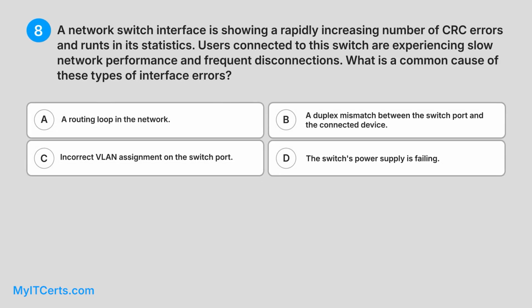optics. 8. A network switch interface is showing a rapidly increasing number of CRC errors and runts in its statistics. Users connected to this switch are experiencing slow network performance and frequent disconnections. What is a common cause of these types of interface errors? A. A routing loop in the network. B. A duplex mismatch between the switch port and the connected device. C. Incorrect VLAN assignment on the switch port. D. The switch's power supply is failing.